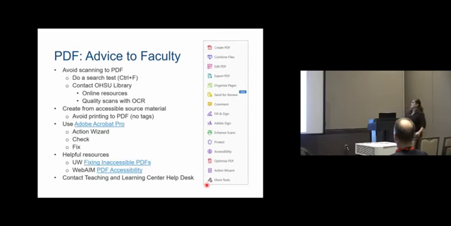So advice to faculty is always avoid scanning to PDF. It's just problematic. But if you do, definitely do a search test. At least make sure that the text is text and not an image. You can just do a control find, pick a word, and see if it's there. Then I direct them to our library. They can really do OCR, do scans, and get help with automated content recognition or something like that. It helps turn it from an image to text.